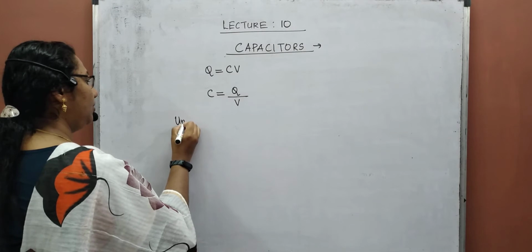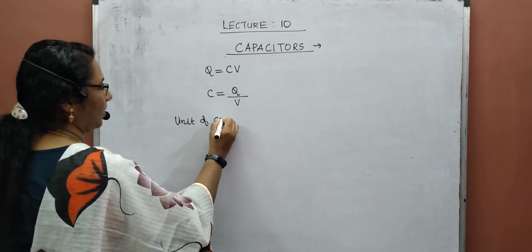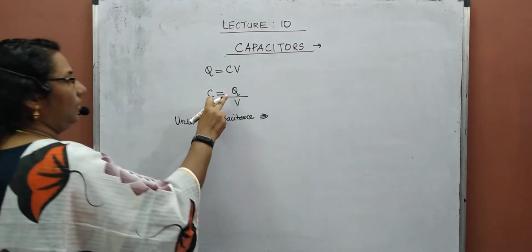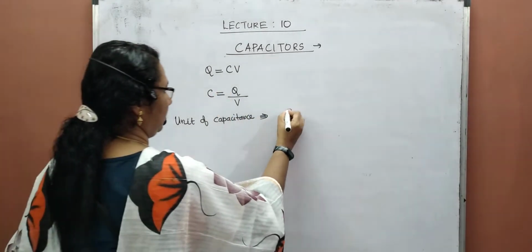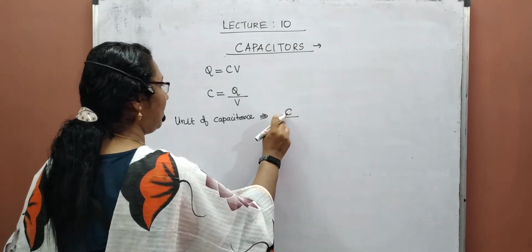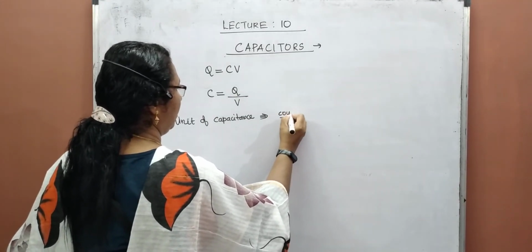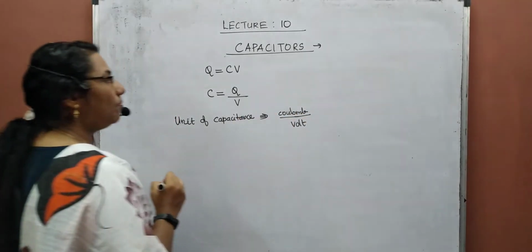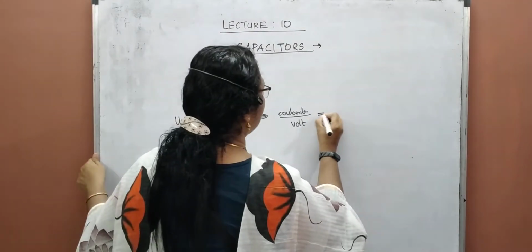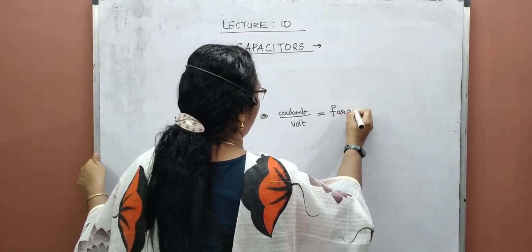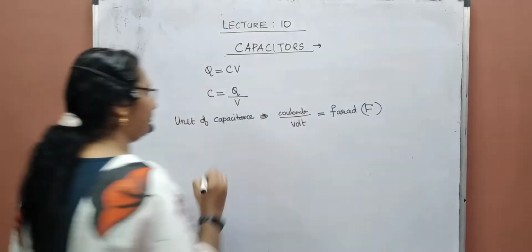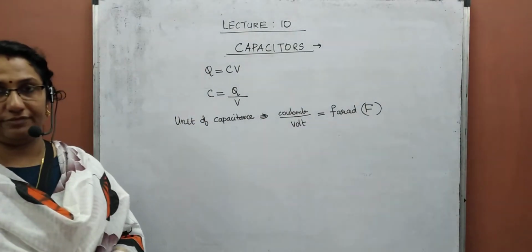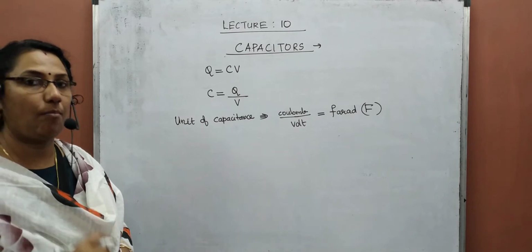So, if we want the unit of capacitance, take Coulomb by volt. This is not capacitance, this is Coulomb. I will write Coulomb by volt. And this Coulomb by volt is also called farad, represented by the letter capital F. So, the unit of capacitance is always taken as farad, capital F, which is equivalent to Coulomb by volt.